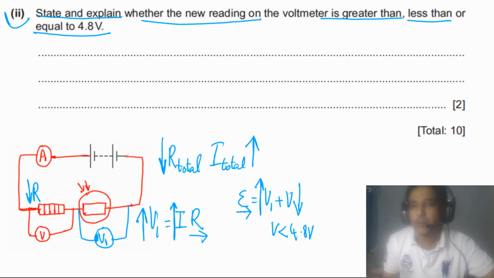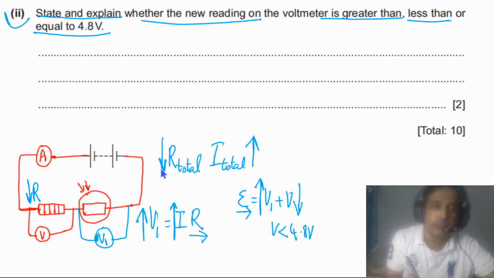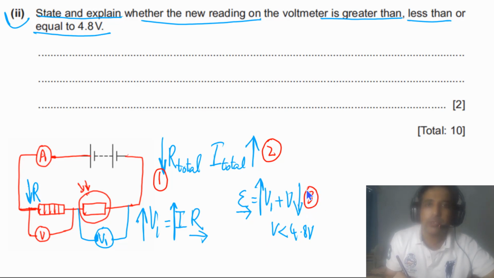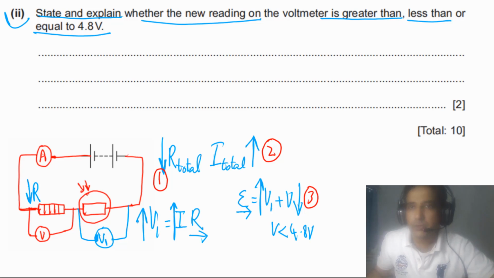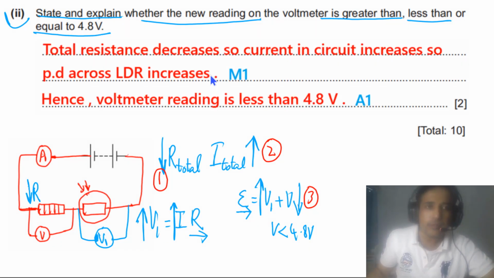So these are the points you need to understand. First point, R total decreases. Second, current in the circuit increases. So voltmeter reading decreases, and this is the third point. These 3 points we can mention in our answer. So let me show you how you can write down the answer.